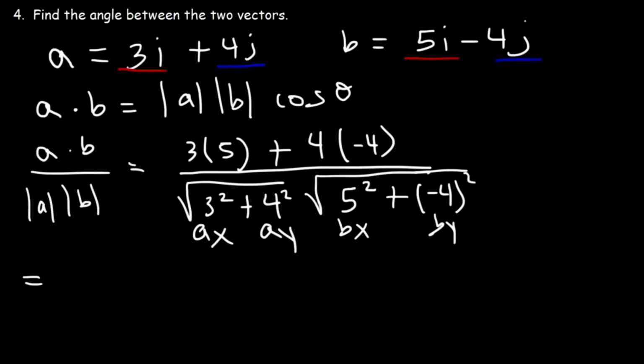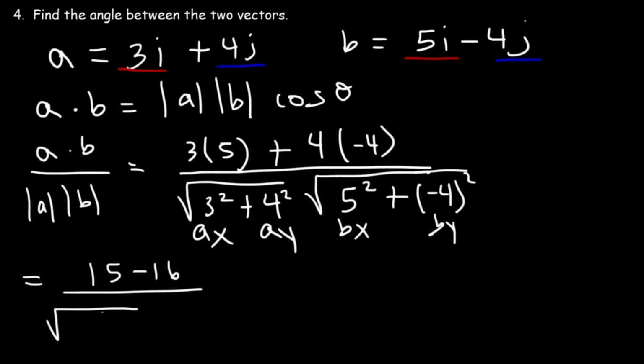AX times BX, 3 times 5, that's 15. AY times BY, that's negative 16. And 3 squared is 9, 4 squared is 16. 5 squared is 25. Negative 4 squared is 16. 15 minus 16 is negative 1. 9 plus 16 is 25, and the square root of 25 is 5. 25 plus 16 is 41, and we can't simplify that radical. So this entire thing is equal to cosine theta.